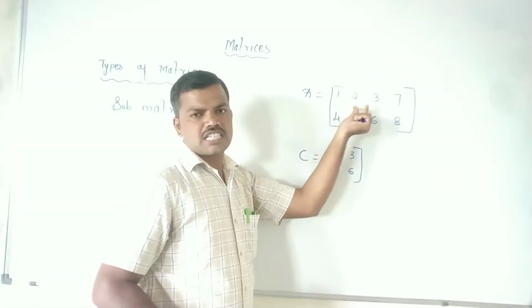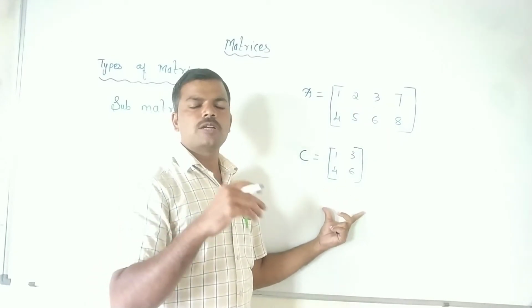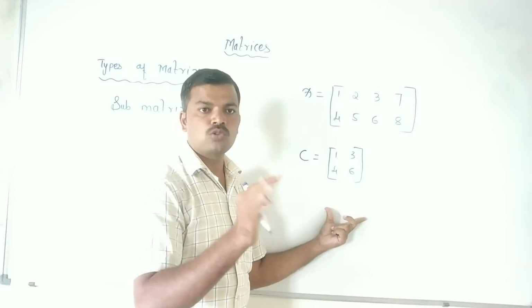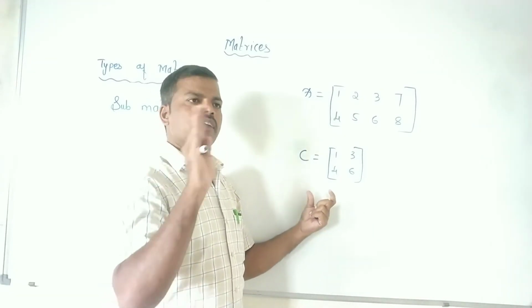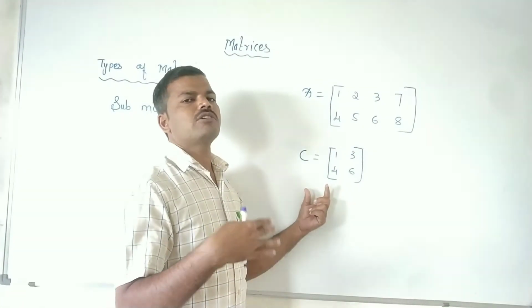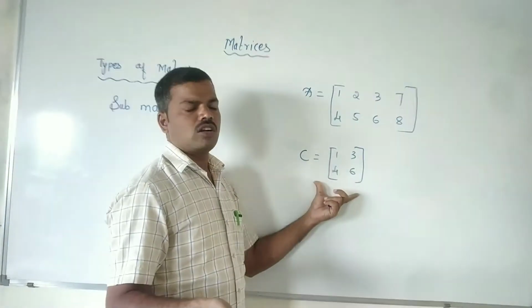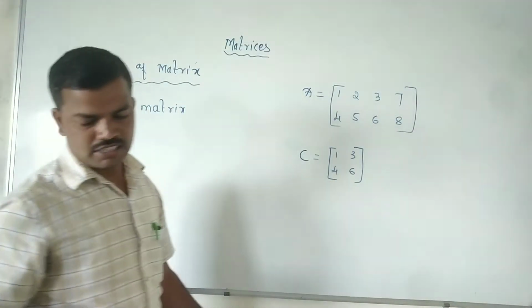This is called a submatrix of this. The matrix obtained from a given matrix by deleting some rows or columns or both together. We can delete both, or delete rows, or delete columns. So that is called the submatrix.